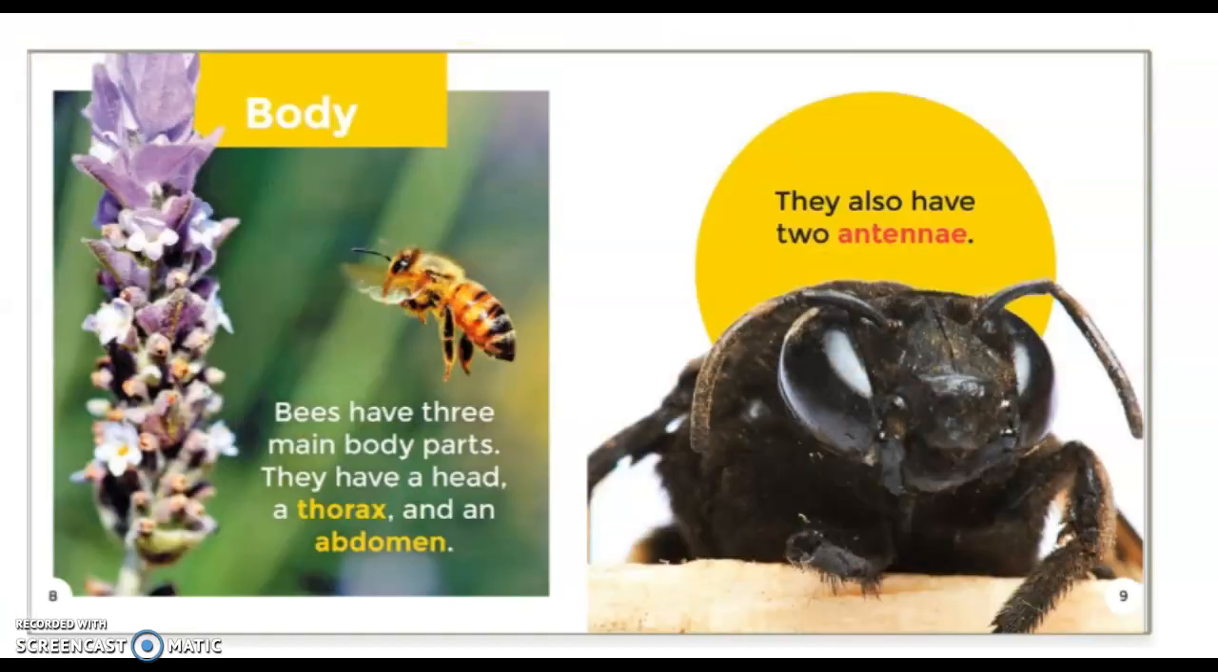Now let's go to this part in bees. Let's reread this part about the bee's body. Body. Bees have 3 main body parts. They have a head, a thorax, and an abdomen. They also have 2 antennae. This book teaches us that the bee has 3 main body parts: the head, thorax, and abdomen. And it also showed us a picture of the antenna.